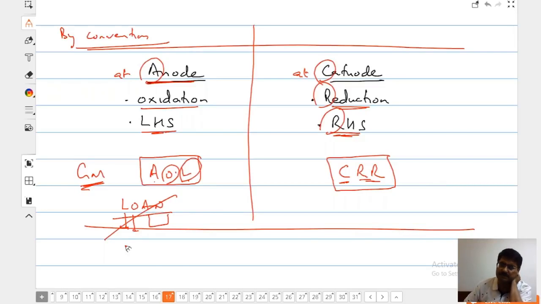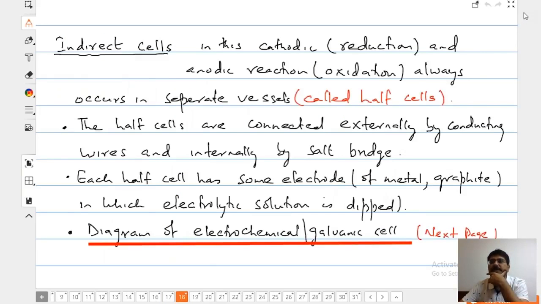LOAN is a very good option. Perfectly, Lisha. So, however you like, you have to remember it. That's it. There may be thousands of ways. Be very careful. It's one of the basics and you have already discussed it in class 11th. We have to revise it now.